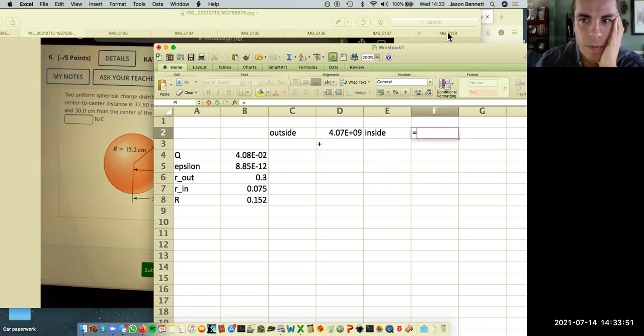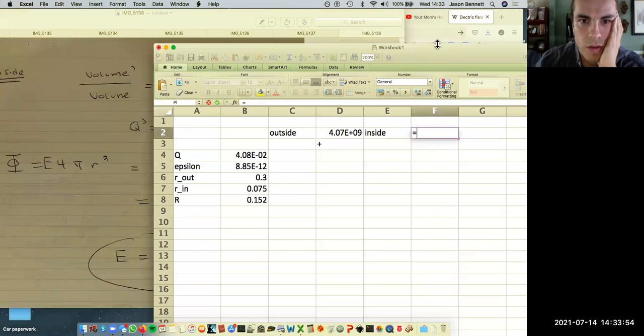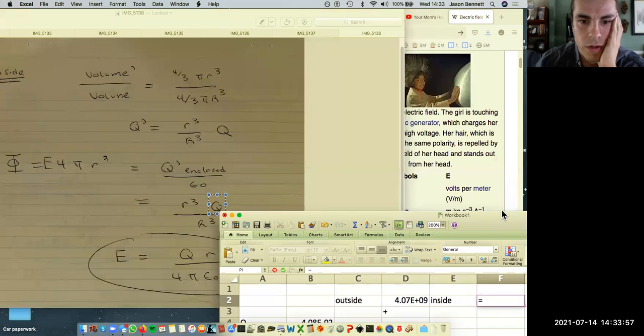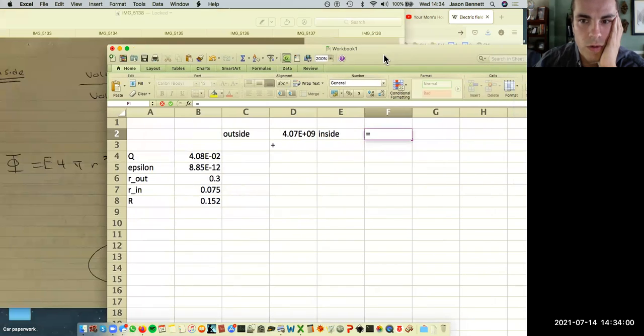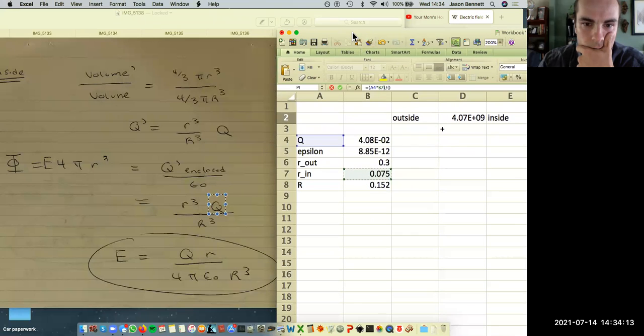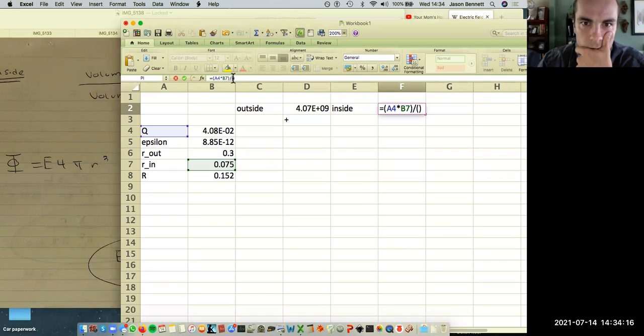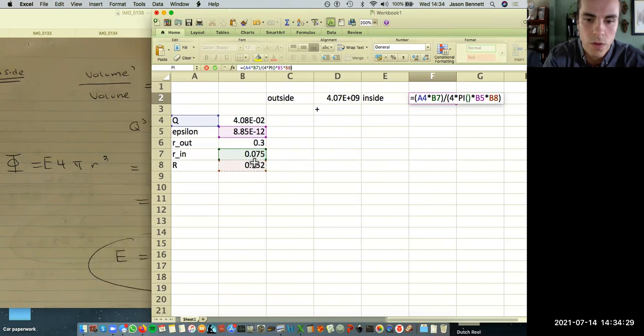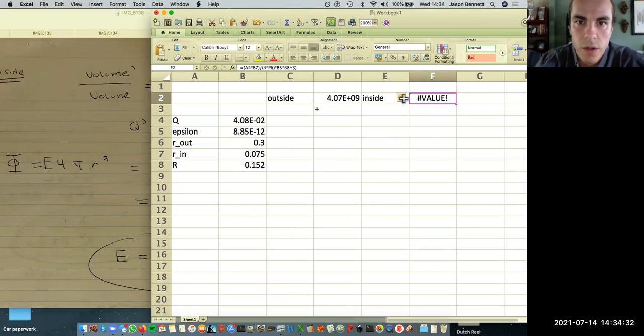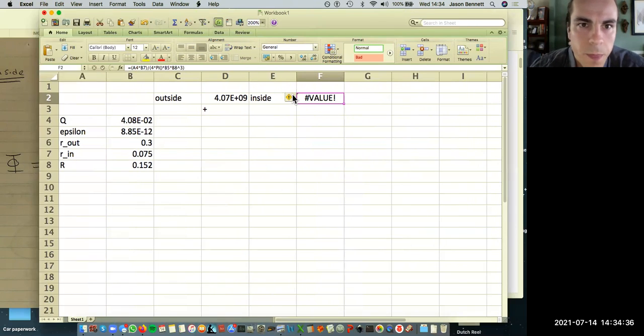Okay, inside. This one is so annoying. Big Q times R inside, and then 4 pi times epsilon times big R to the third. Not right. Okay, what did I do?